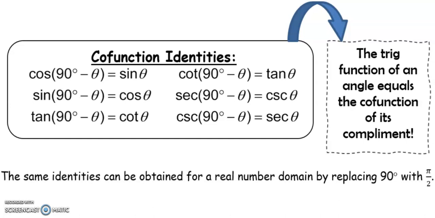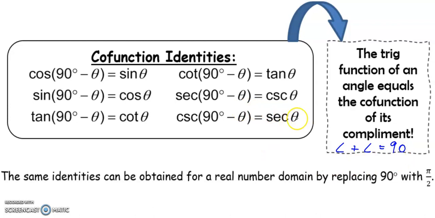Alrighty, everybody, so here is a look at our cofunction identities. What these are basically saying is the trig function of an angle, my sine, cosine, tangent, cosecant, secant, is equal to the cofunction of its complement. And so what we're saying is the secant of theta is the cosecant of the angle that adds with whatever I gave you that equals 90. Because remember, a complement is two angles that add up to 90.